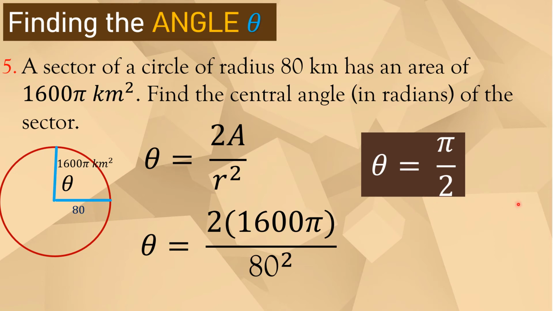Okay, is that our final answer? We go back. Ano ang tinatanong sa atin? In radians, sabi niya. So pi over 2 is already in radians. So that is the answer.